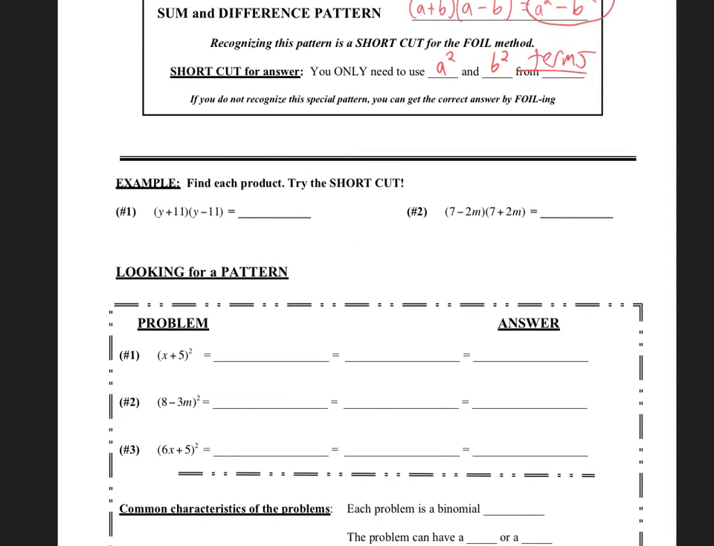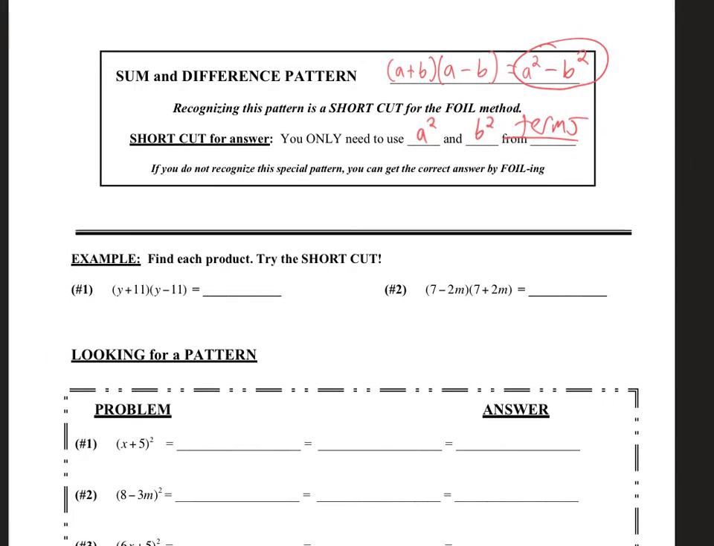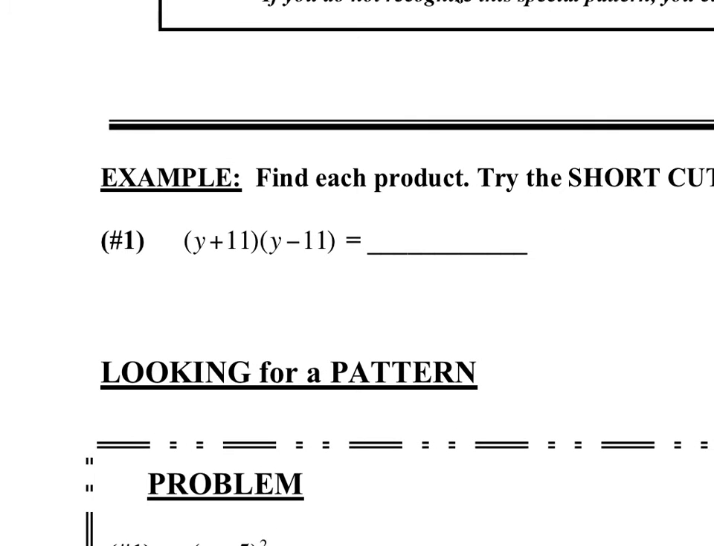All right, try the shortcut. See if you can do this pattern. Figure out a and b, and then find a squared and b squared, and see if you can come up with a pattern here. Try 1 and 2. All right, so we have y plus 11 times y minus 11. So I like to write what a equals and b equals. So what's our a? Our a is y, our b is 11. Because it's a plus b times a minus b, right? A plus b, a minus b.